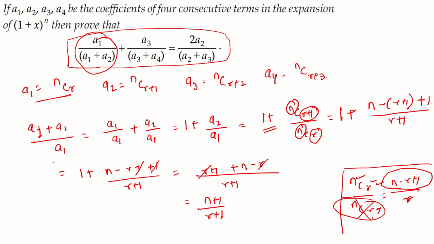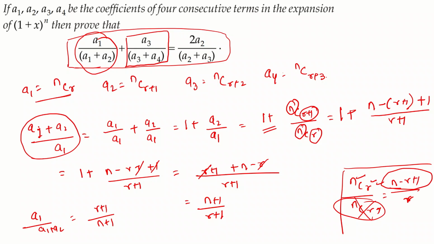So we have found out the value of (a1 plus a2) by a1. So what is the value of its reciprocal? Its reciprocal is a1 by (a1 plus a2) is equal to (r plus 1) by (n plus 1). Okay, so we have found out the value of this thing, and now in a similar fashion we can find out the value of a3 by (a3 plus a4). So let's see what we get.